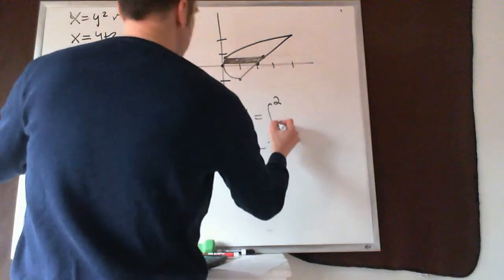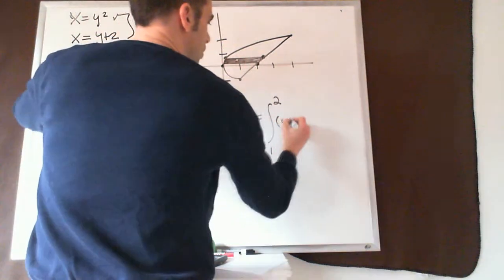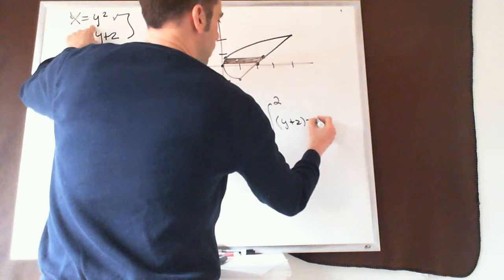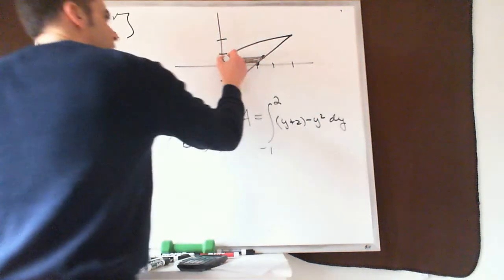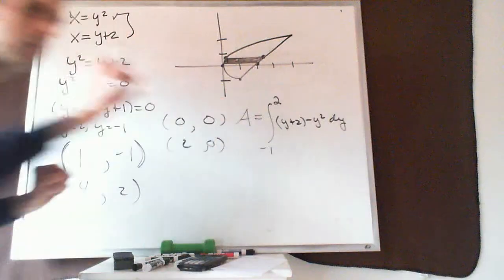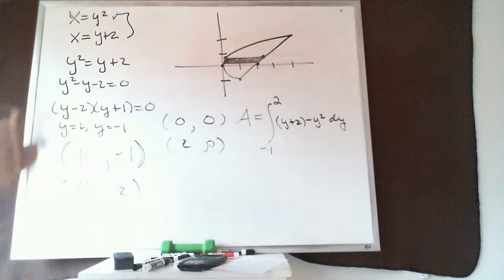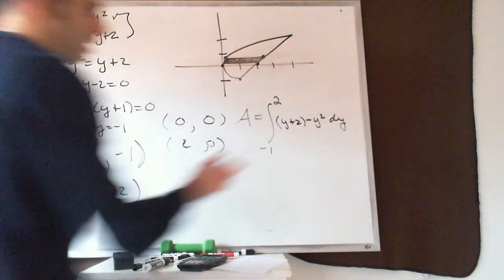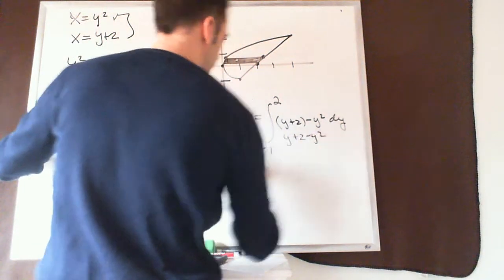So it's going to be here the right function, which is y plus 2 minus the function on the left, which is y squared dy. Remember, the height now is your dy. It's the difference in the y's. Your width now is the difference in the x's, if you will, but these x's are functions of y's. Clean this up, and I get y plus 2 minus y squared.